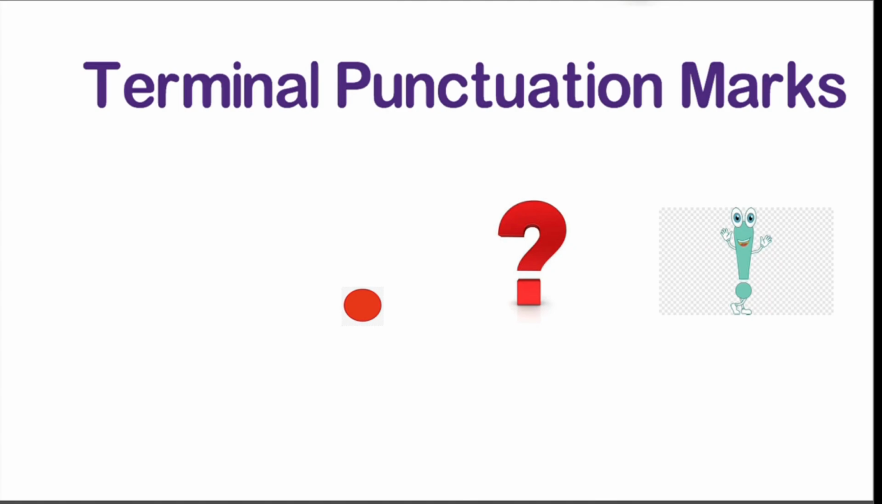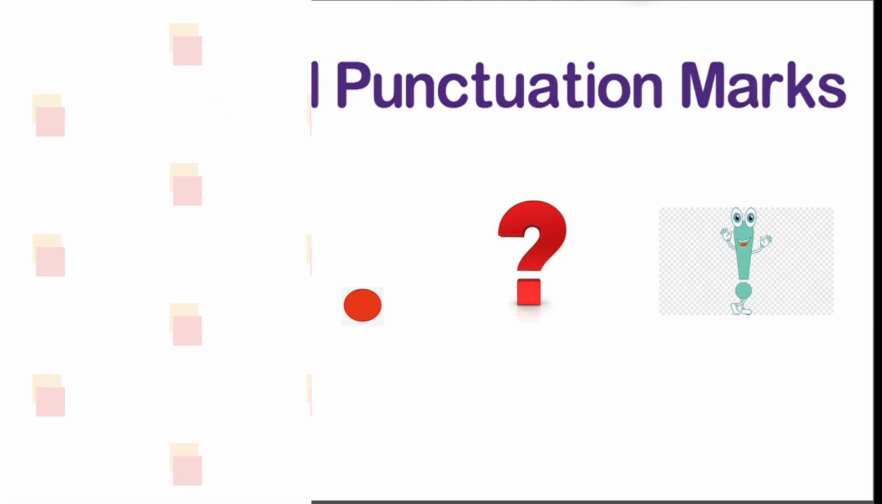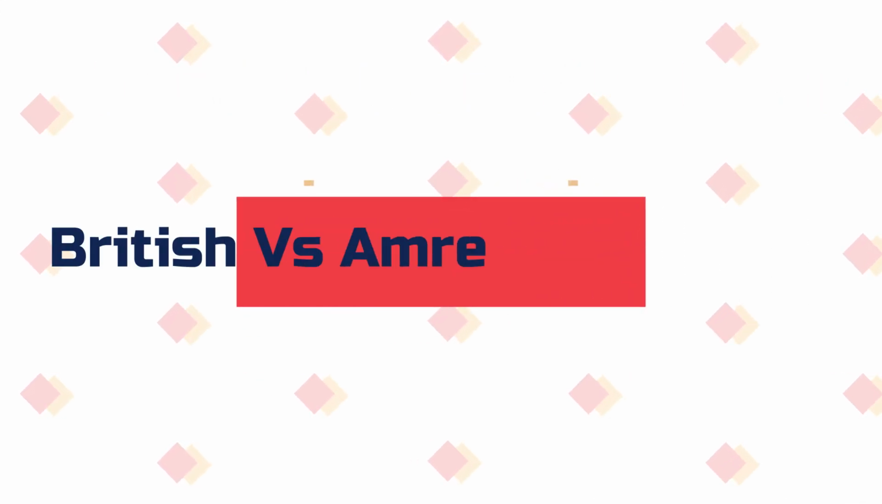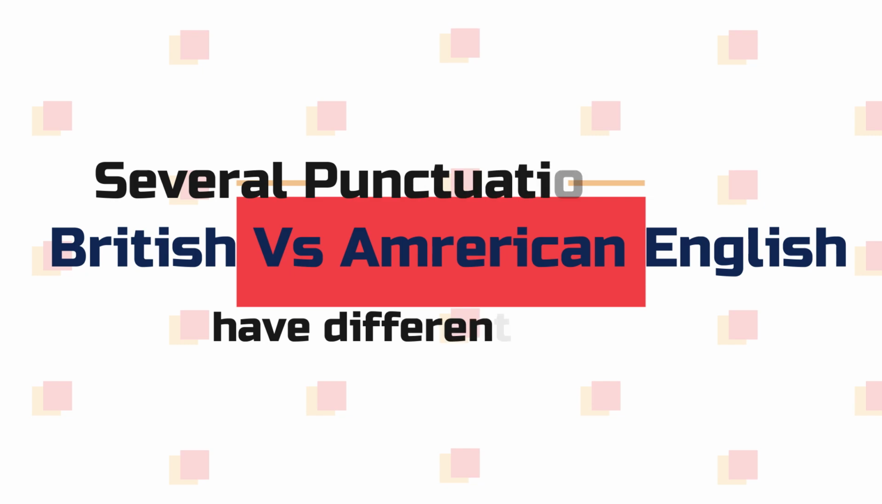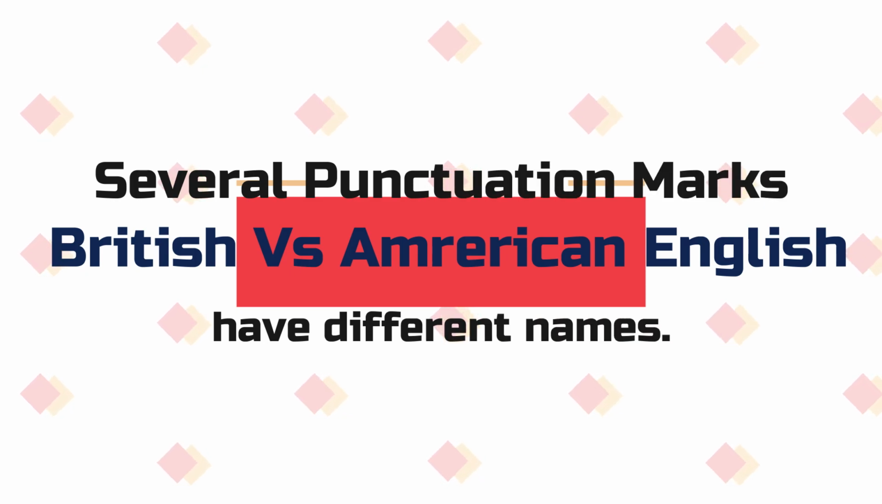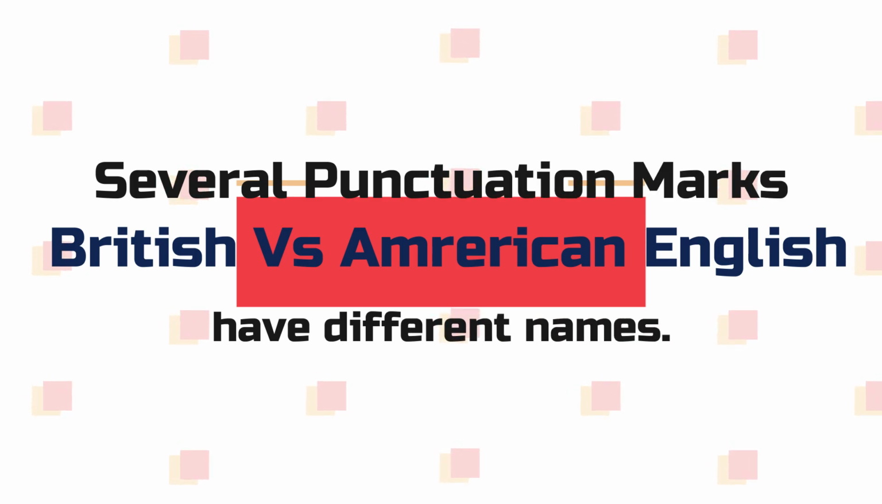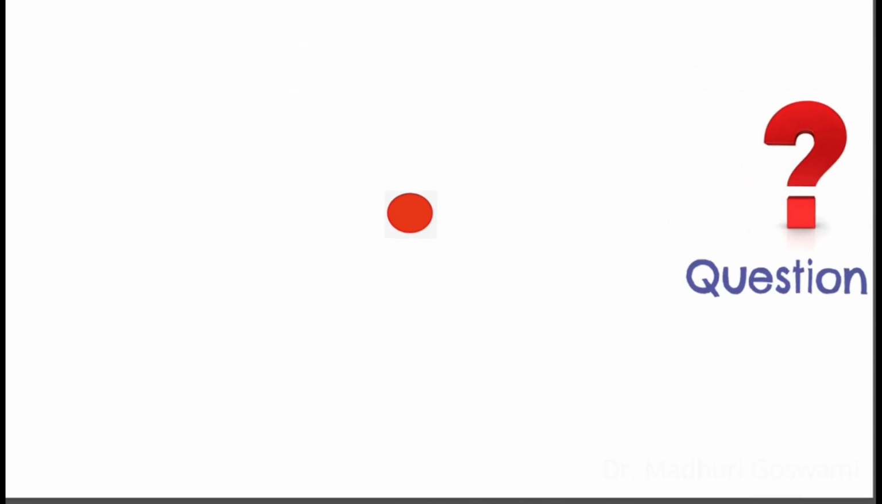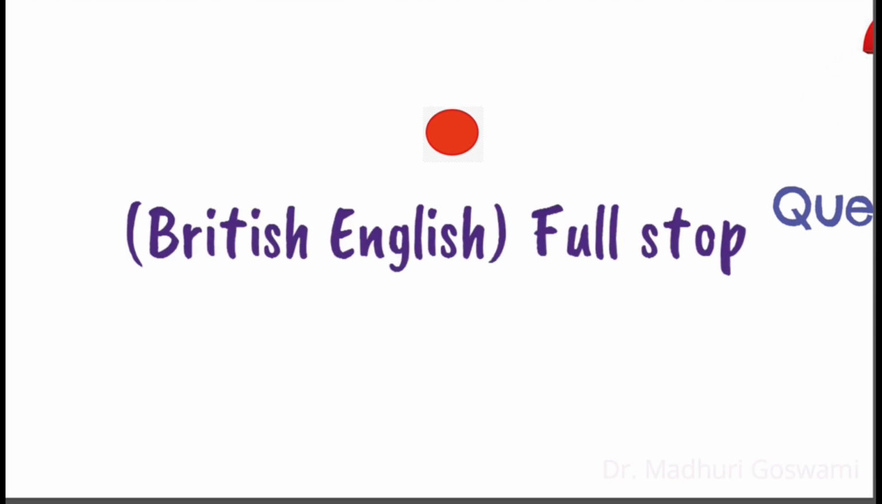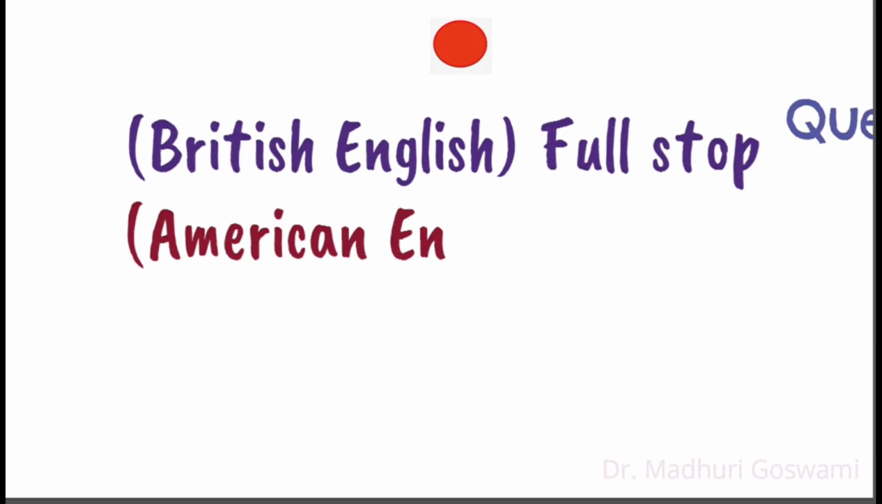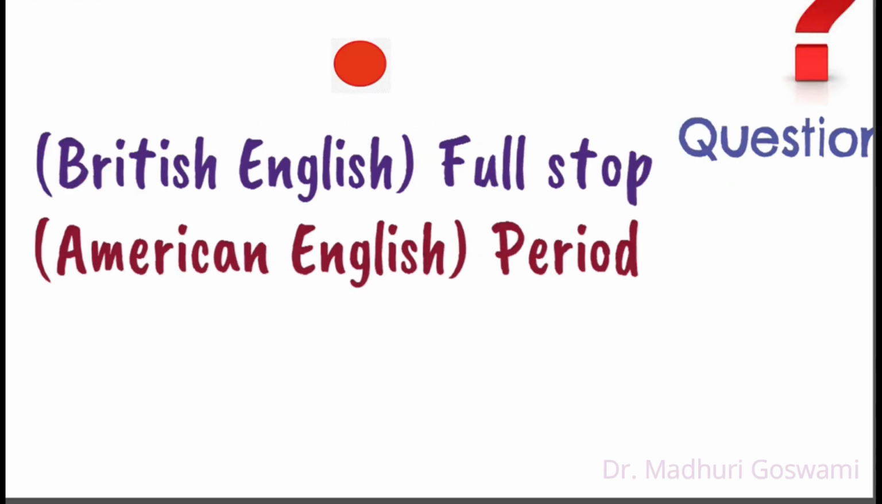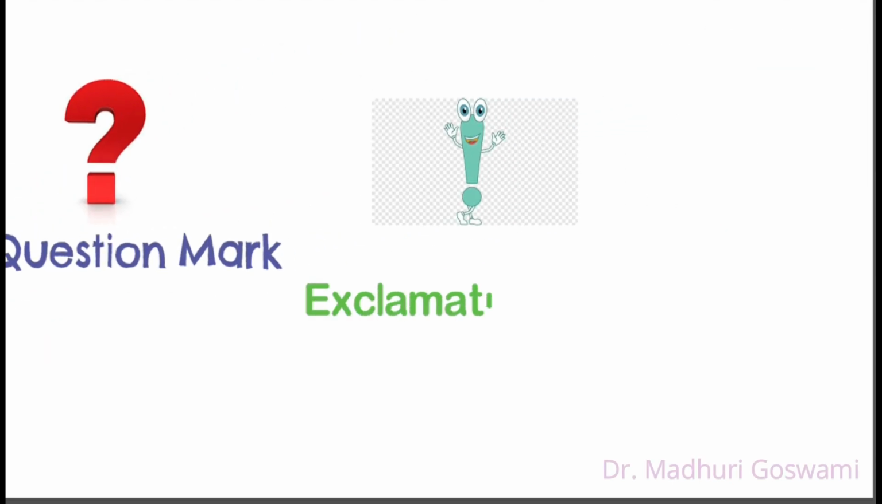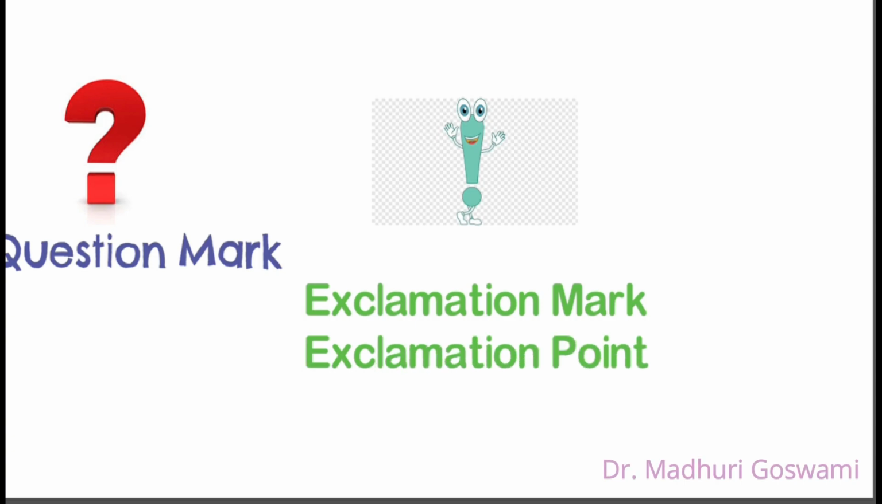Now, before we get into this lesson, let me tell you an interesting fact. We have different names for the same punctuation marks in British and American English. Are you curious to know these differences? Well, let's begin. This symbol that is known as the full stop in British English is known as the period in American English. And the exclamation mark is known as the exclamation point in American English.